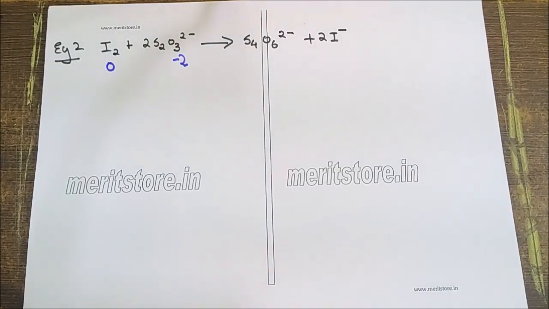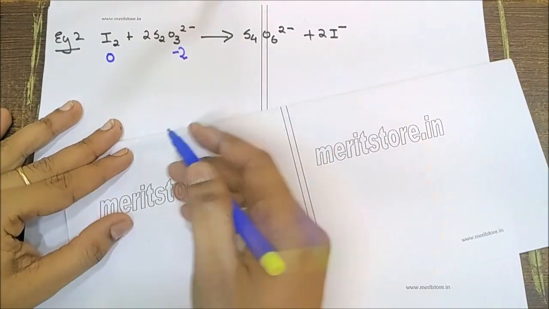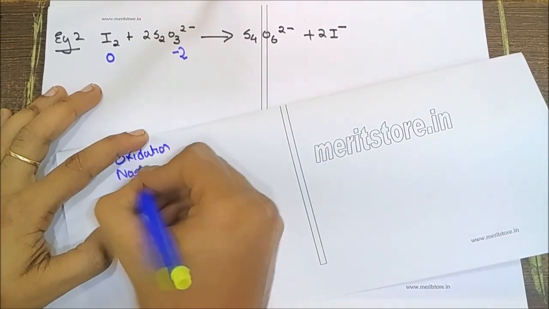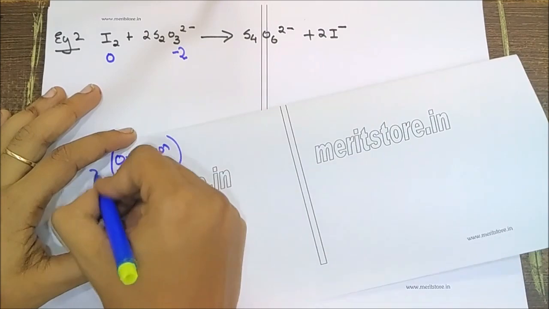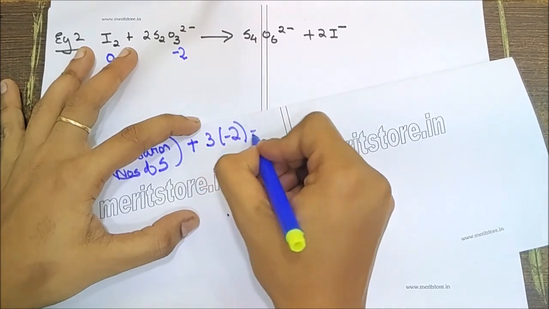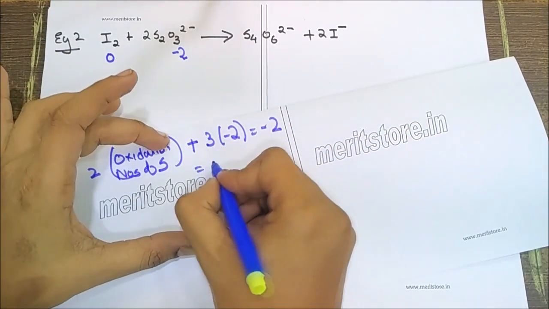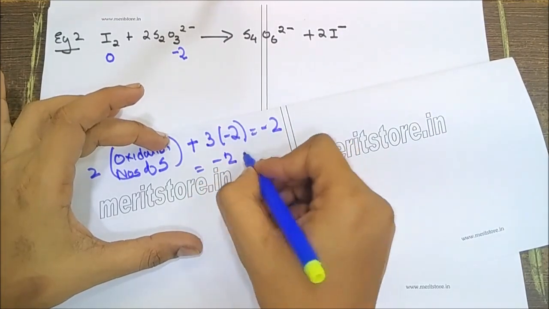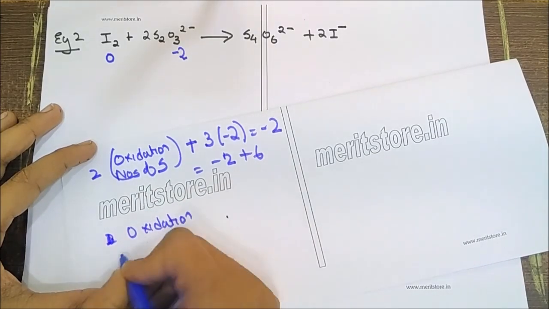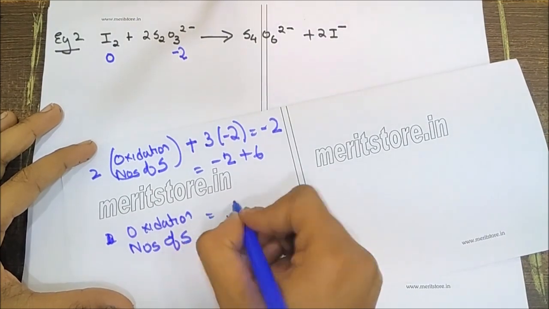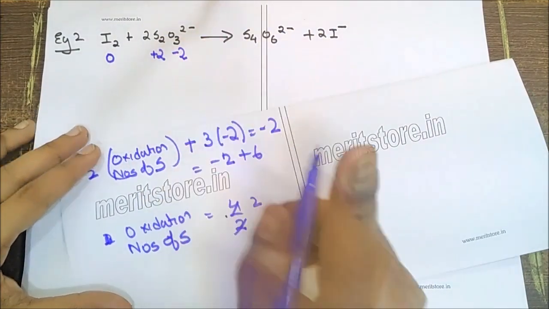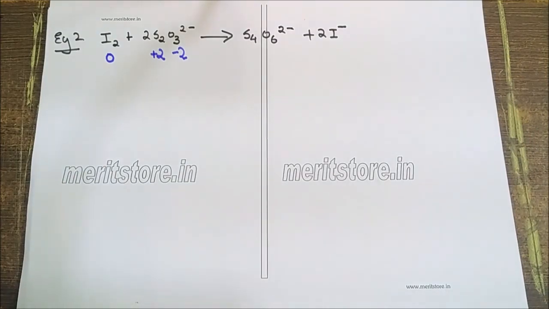So, see, it's this way. Oxidation number of S, and there are 2 such sulfur atoms, plus 3 oxygen atoms, with oxidation number of minus 2, would be equal to minus 2. So this would be minus 2, this minus 6 will come on that side and become plus 6. So oxidation number of S would be 4 divided by 2, which is 2. So here we write down plus 2. Always remember, we have to write down the oxidation number of each atom.